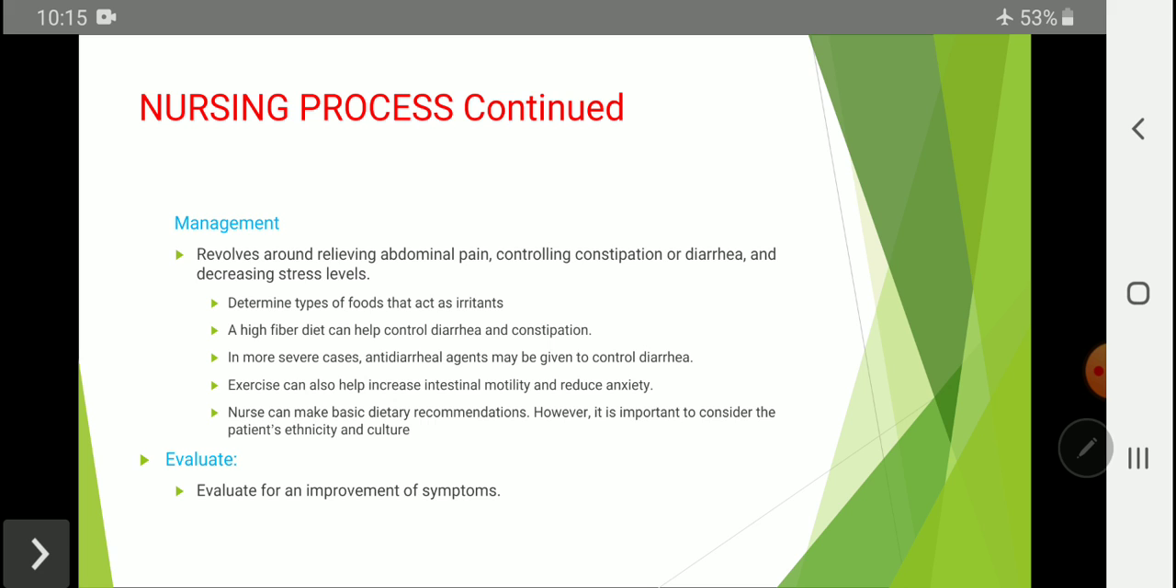Regarding evaluation, as nurses, we're mostly going to determine which foods irritate the patient versus the foods that don't, and which do and don't exacerbate the symptoms. The main thing we evaluate is the improvement of symptoms so that they can improve their overall quality of life.